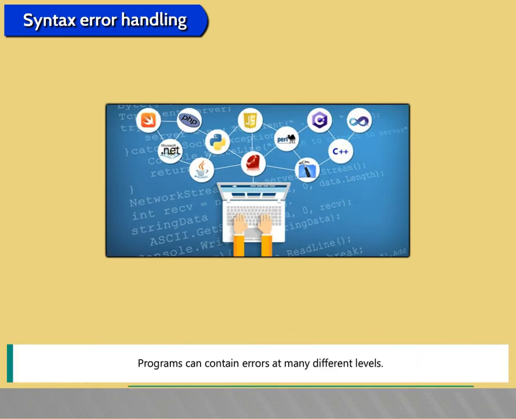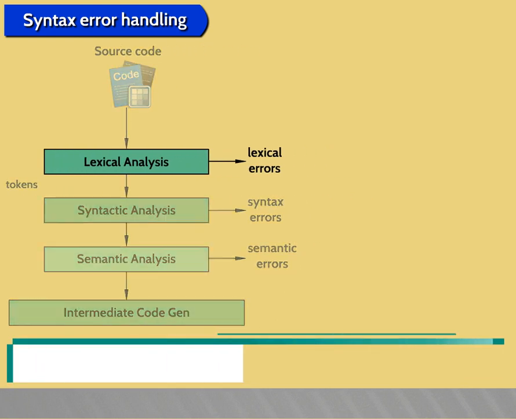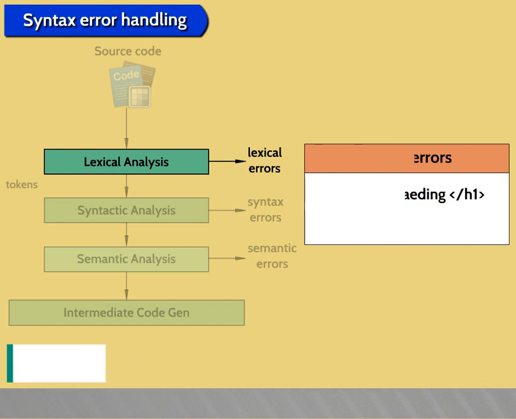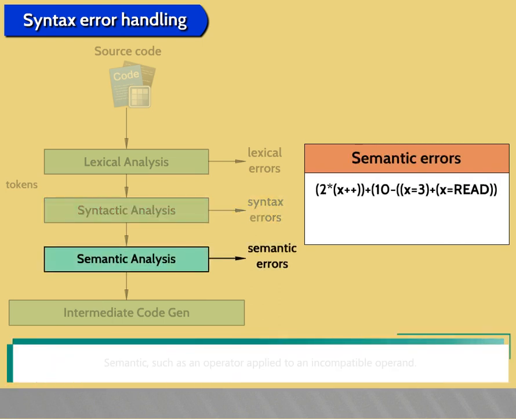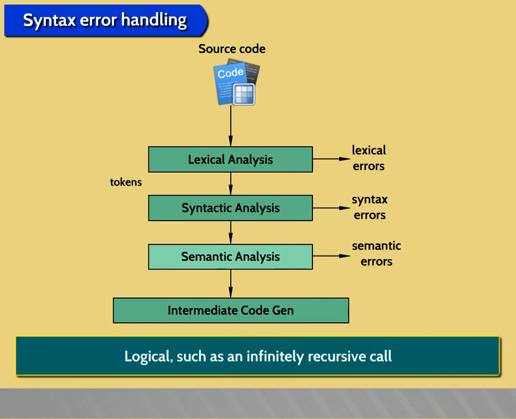Syntax error handling. Programs can contain errors at many different levels. For example, lexical, such as misspelling a keyword. Syntactic, such as an arithmetic expression with unbalanced parentheses. Semantic, such as an operator applied to an incompatible operand. Logical, such as an infinitely recursive call.